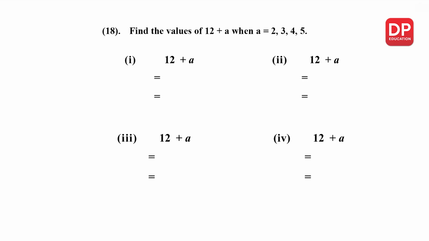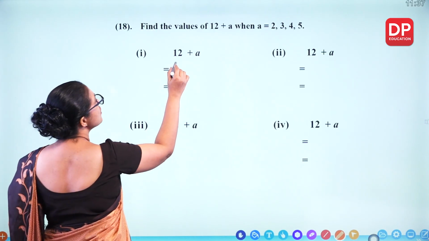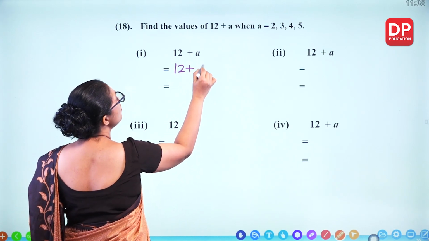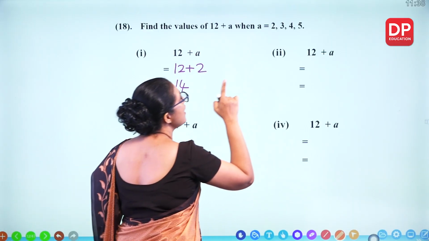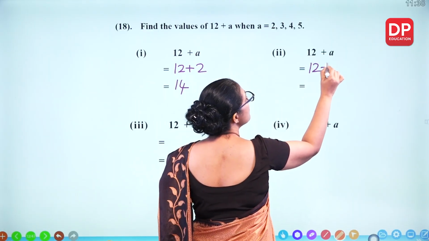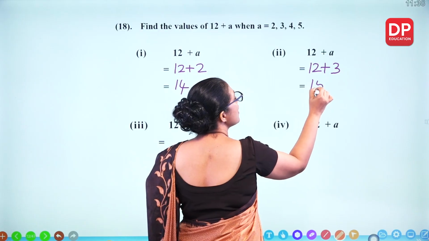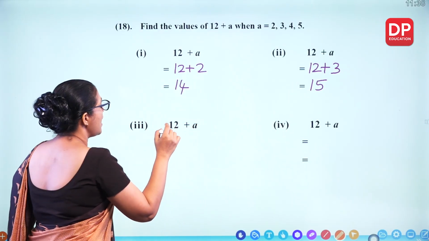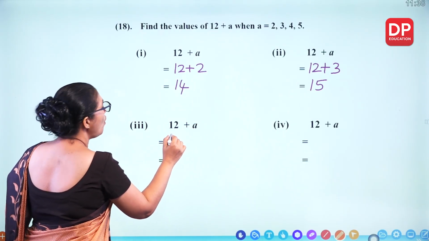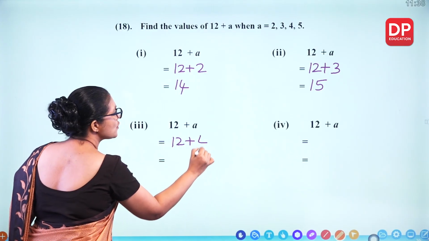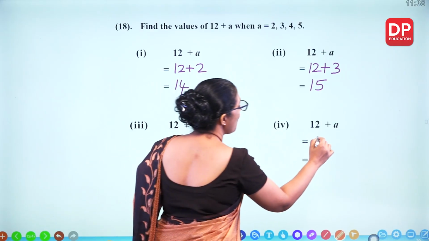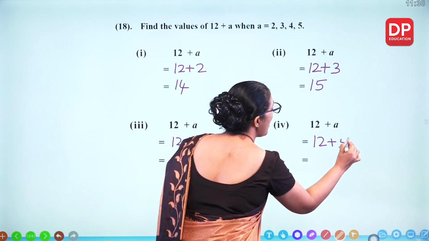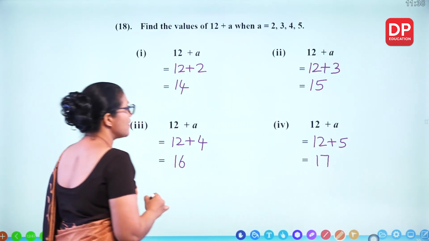Find the values of 12 plus A when A equals 2, 3, 4, 5. So substitute A equals 2, 12 plus 2, 14. A equals 3, that means 12 plus 3, you get 15. A equals 4, 12 plus 4 now, 16. And A equals 5, 12 plus 5, you get 17.